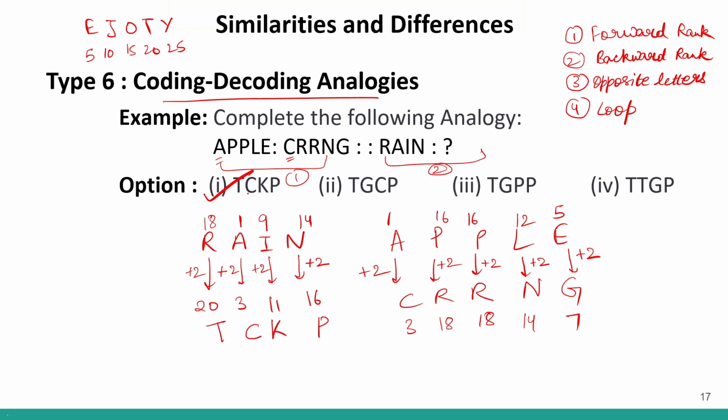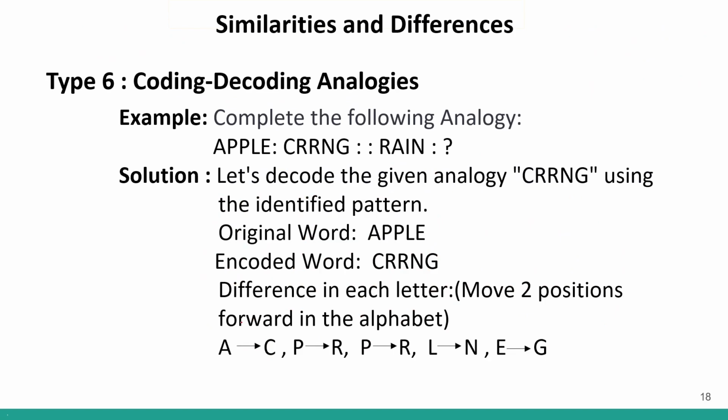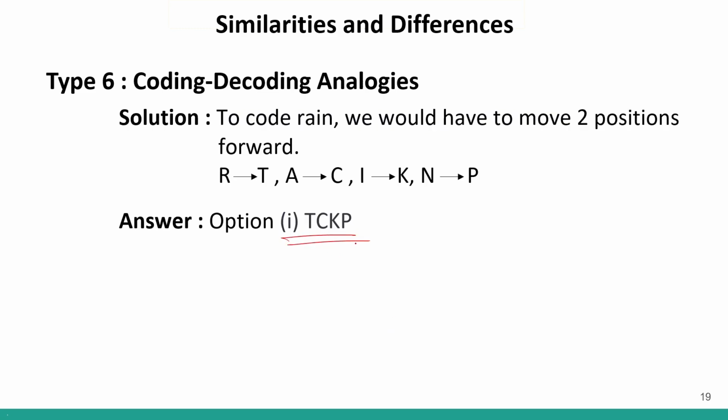So what we did, again, we followed two steps. First, we identified the logic that is used in pair 1. So in pair 1, this logic was used. Then we applied the same logic to pair 2, rain, which was to get this code, TCKP. Okay, so this is how you solve questions for coding, decoding analogies. So here it is going 2 positions forward in the alphabet. This is the solution. The answer will be TCKP.